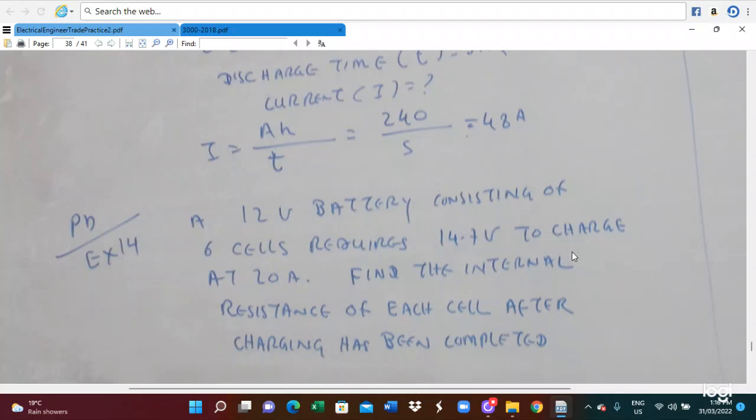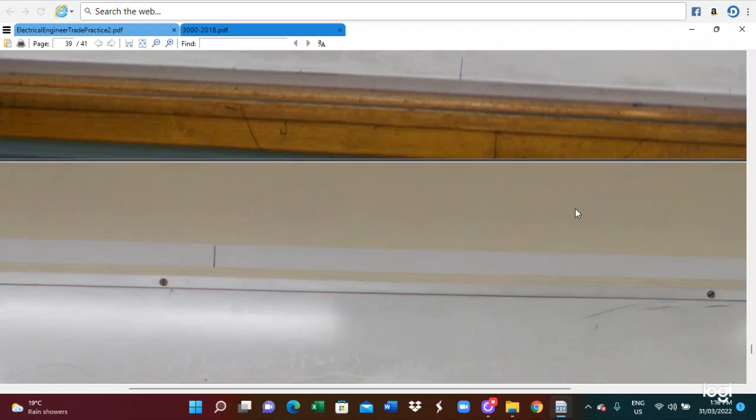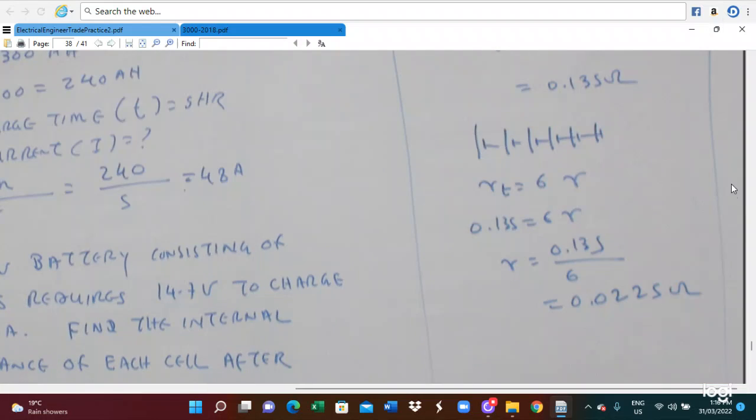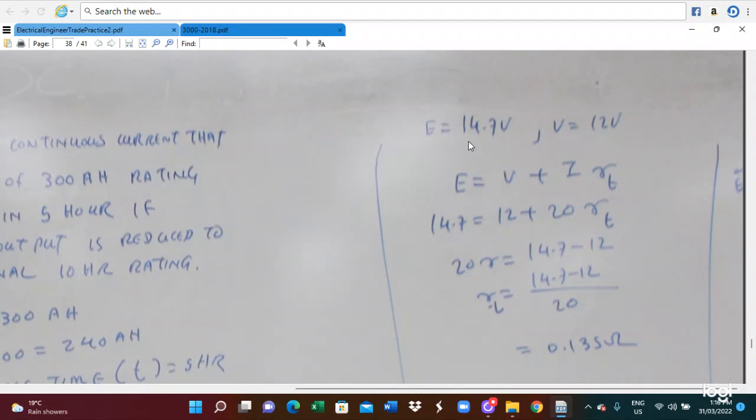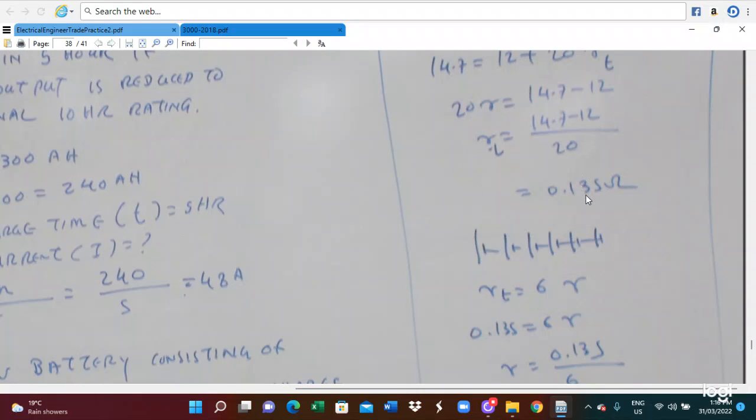And the next problem is a 12 volt battery consisting of 6 cells requiring 14.7 volt to charge at 20 ampere. Find the internal resistance of each cell after the charging has been completed. So in this problem, E is 14.7, V is 12 volt, and E equals V plus I into RT. So E is 14.7, V is 12, I is 20, so then we get RT as 0.135 ohm.